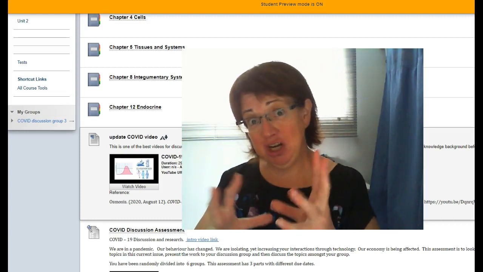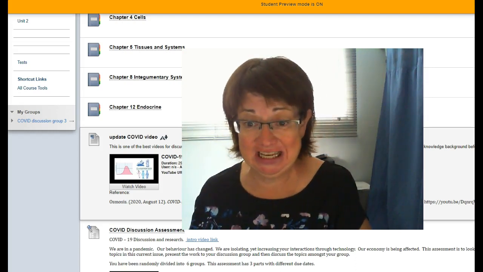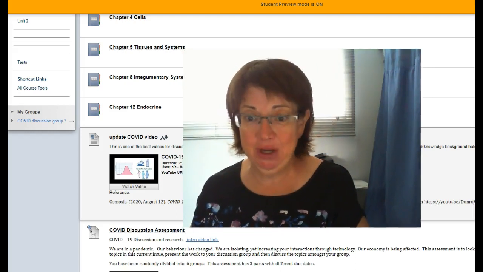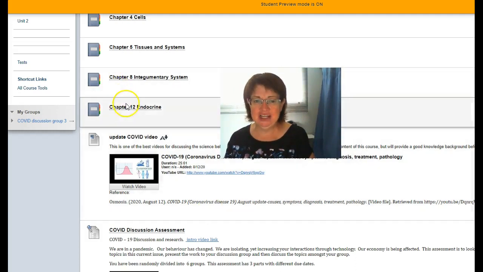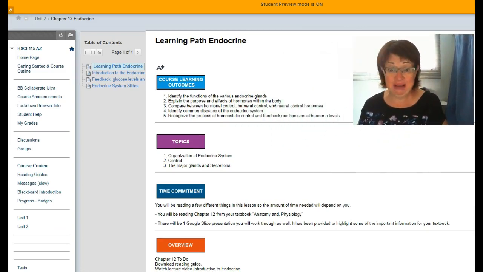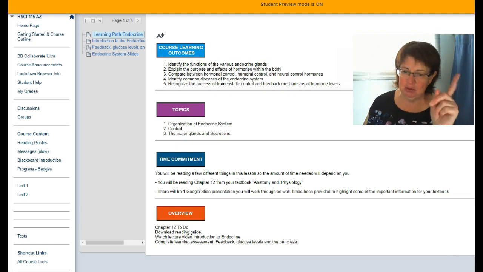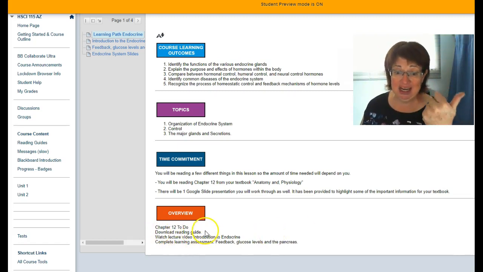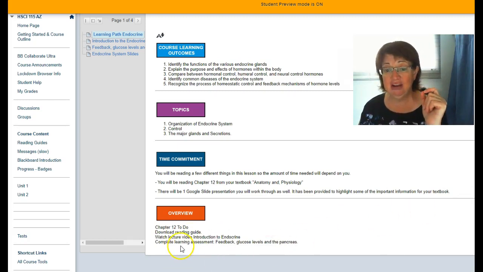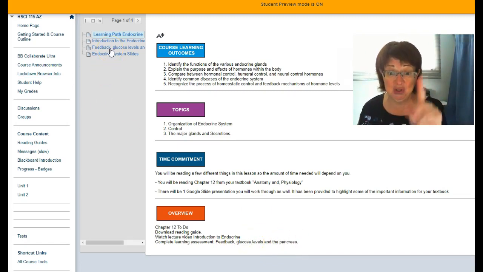Just a little quick introduction of what's expected in Chapter 12, the endocrine system. Big words. So endocrine is Chapter 12. And when you look at it, basically what I want you to do in Chapter 12, it's at the end. It's got a lot of parts, so don't neglect it. Download the reading guide, then watch the video for the introduction to endocrine, and then there is a learning assessment on feedback of the glucose levels and the pancreas. And I actually have a video to describe it.